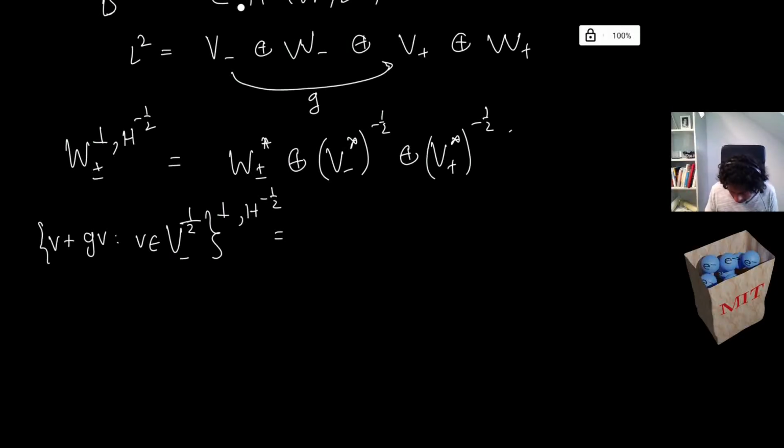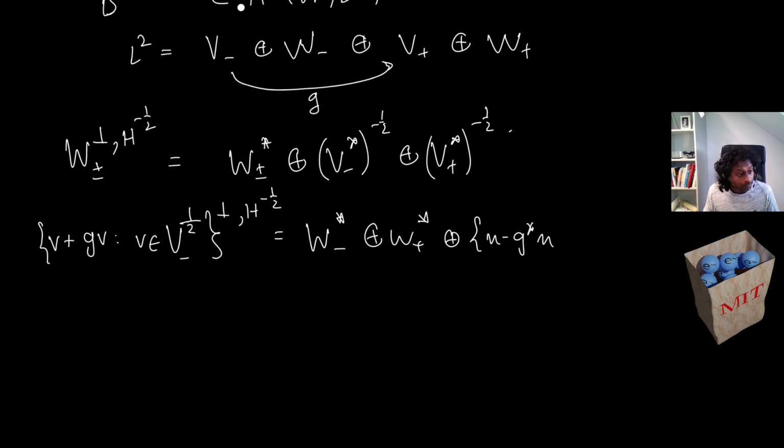So when we annihilate this, what are we going to pick up? We're going to pick up W minus star, and then we're also going to pick up W plus star. Good. And now we're going to pick up the adjoint of G, right? So now we have U minus G star of U, with U coming from V plus star minus a half. Okay.